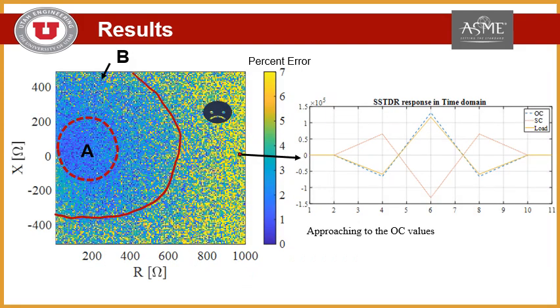There is an important point here. The closer we approach the open circuit values, the more prediction error we have. This red dot in our RX plane is pretty close to the open circuit value. This is a sample load. In this slide we plot the SSTDR response of this load. We can see from this plot that this SSTDR response is pretty close to the characteristic SSTDR response of the open circuit.